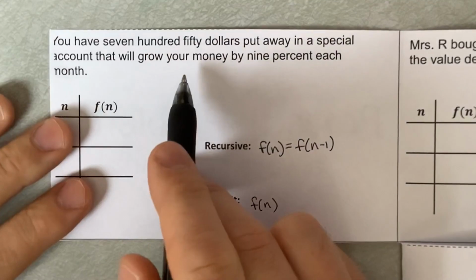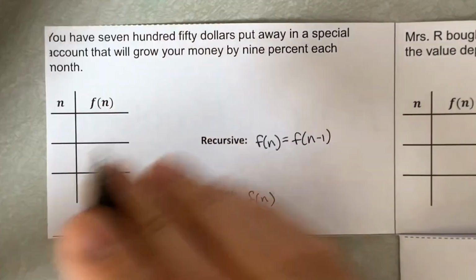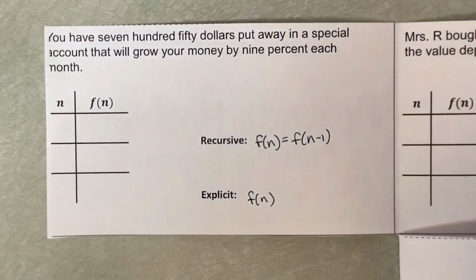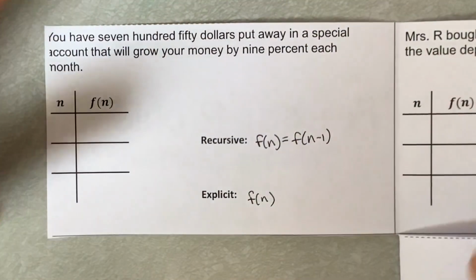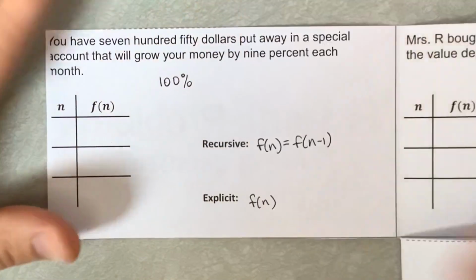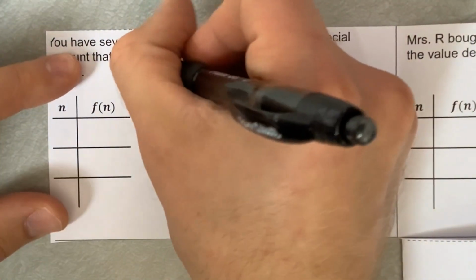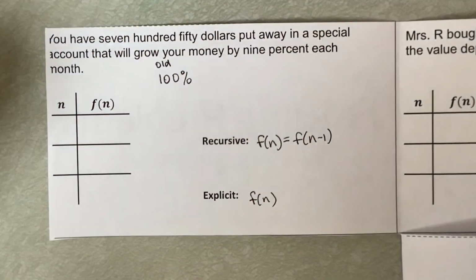So you have $750 put away in a special account that will grow your money by 9% each month. Now, before we do anything, we have to make sure we do our add subtract from 100. Always need to do it that way. When I say that, I mean, let's write down 100%. And in this case, this is gonna represent the money you already have. This is your old money, right?